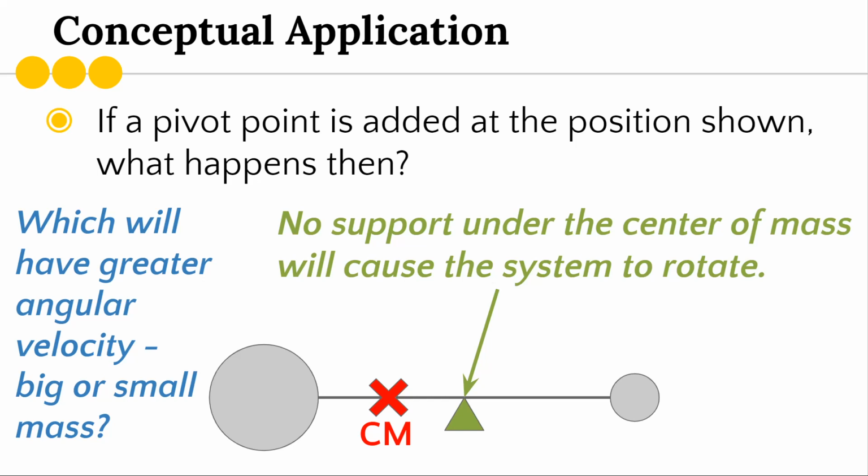Follow-up question. Okay, which would have a greater angular velocity during this rotation, the big mass or the small mass? They would be the same. Their change in angle would be the same. For a second, don't fall for it. Okay, they would have the same angular velocity.